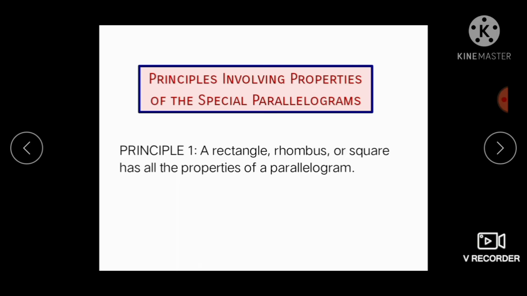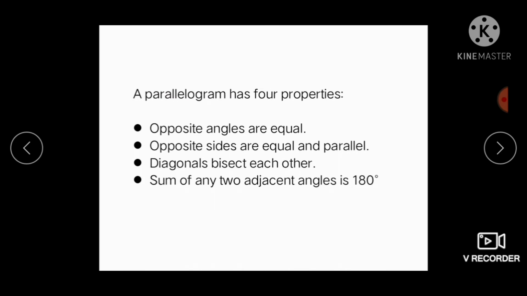Principle 1: a rectangle, rhombus, or square has all the properties of a parallelogram. So what are the properties of a parallelogram? A parallelogram has 4 properties. These are: opposite angles are equal, opposite sides are equal and parallel, diagonals bisect each other, and the sum of any two adjacent angles is 180 degrees. So all these properties of a parallelogram also apply to a rhombus, rectangle, and square.